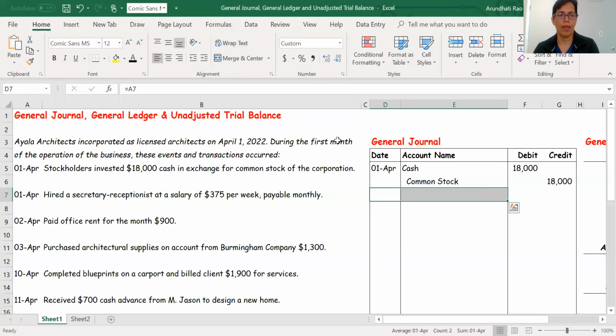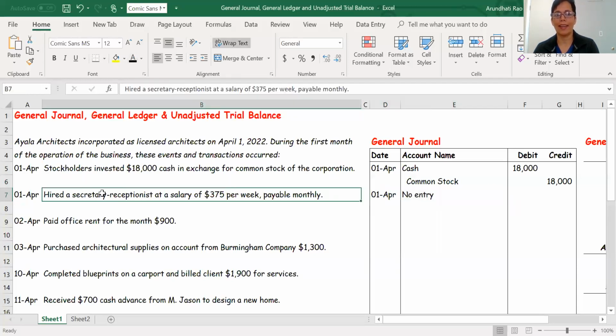Over here, I'm going to write the date and write no entry just to let you know that I did look at this. I did not overlook it. This is not an item I just missed. But if you were doing this for a business, you would not enter this in the accounting software at all. On April 2nd, you paid office rent for the month, $900.